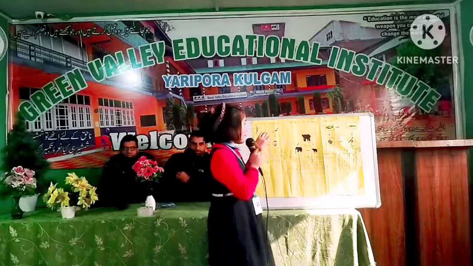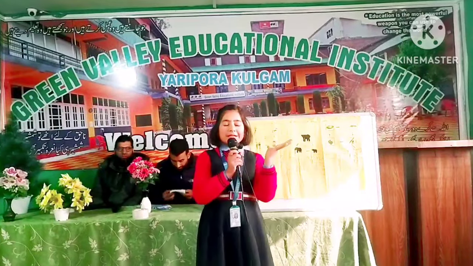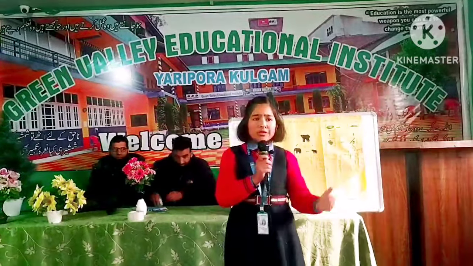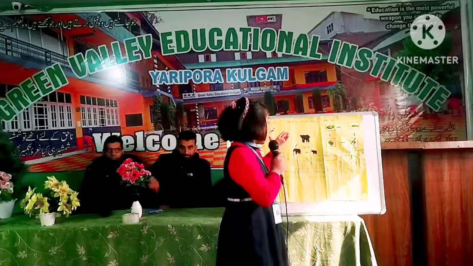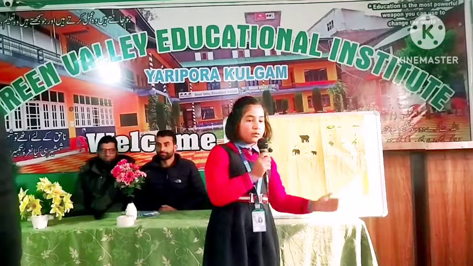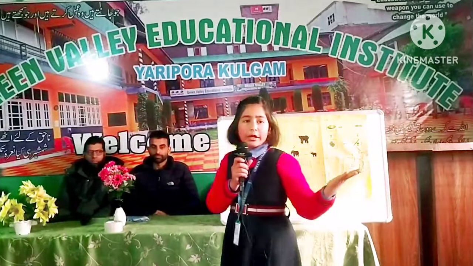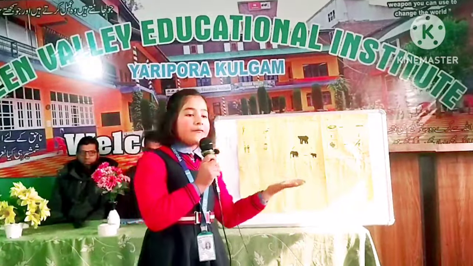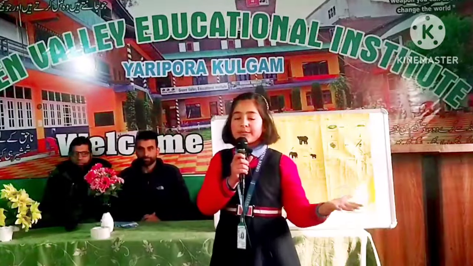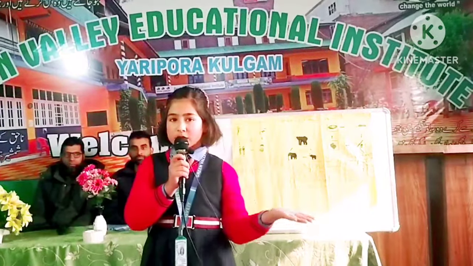Here we see that a baby of an elephant looks very similar to its parents. Do you notice that they have similar tails, similar ears, and they have similar color too? Students, animals reproduce so that life on Earth can continue. Without reproduction, life is not possible on Earth.